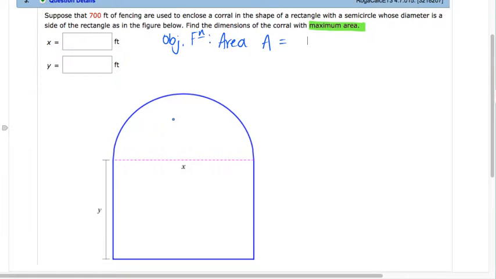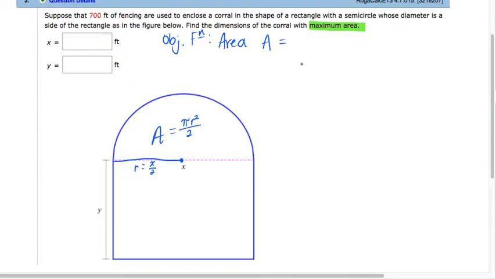Okay, so there's two parts to the area. There's the area of the semicircle on top and the area of the rectangle beneath. So what's the area of this semicircle in here? Pi r squared over 2. Now we're given a variable x. It looks like we need to work it in terms of x. So how do we write r in terms of x? Yeah, the radius is half of that, so r is x over 2.